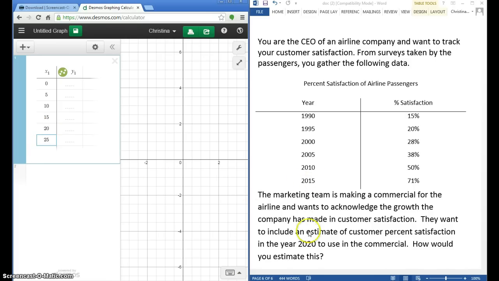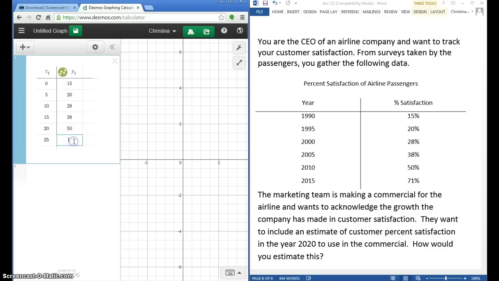Now I'm wanting to estimate 2020, so that's a good 30 years, but I only know these points. So these are the only ones I'm going to input. So that means I have 15, 20%. So this airline must be doing something right, because all the customers are getting happier and happier of taking this airline.